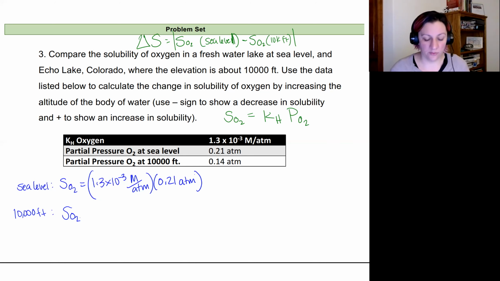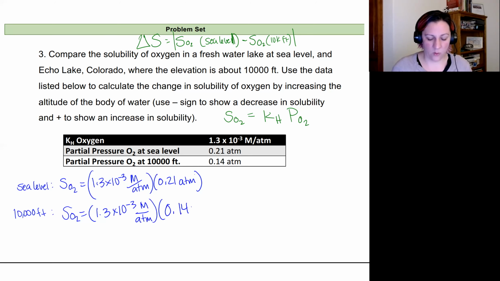It goes down to 0.14. So we're still using the same Henry's law constant because we're going to keep temperature the same between these two, or in our comparison, and just change our atmosphere or our pressure. And that'll be 0.14 atmospheres. So this is set up to calculate the solubility for both of these altitudes. I'm just going to plug this into my calculator at this point.